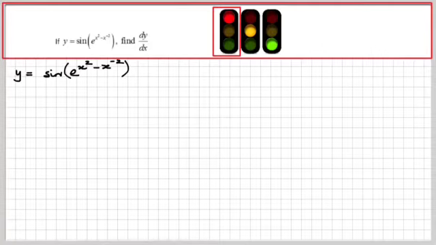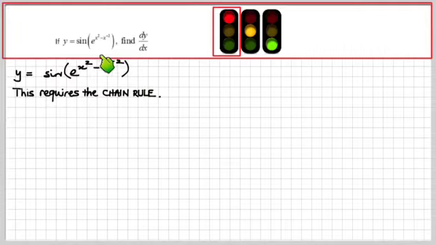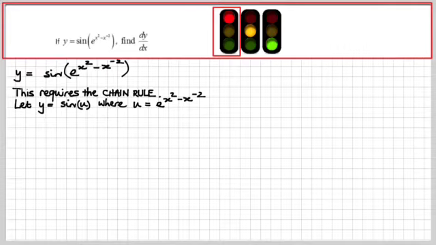y equals sine of e to the x squared minus x to the minus 2. So it's a chain rule question, of course, and this is a beast, isn't it? So we just remove all of the pain and anguish by letting y equal sine u, where u is e to the x squared minus x to the minus 2. Now, we just peeled the onion, as I say to my students, one layer, and we've said, okay, y is sine u. We can easily do dy du, because that would be cos u, and then we deal with the next layer down of the onion, this one.